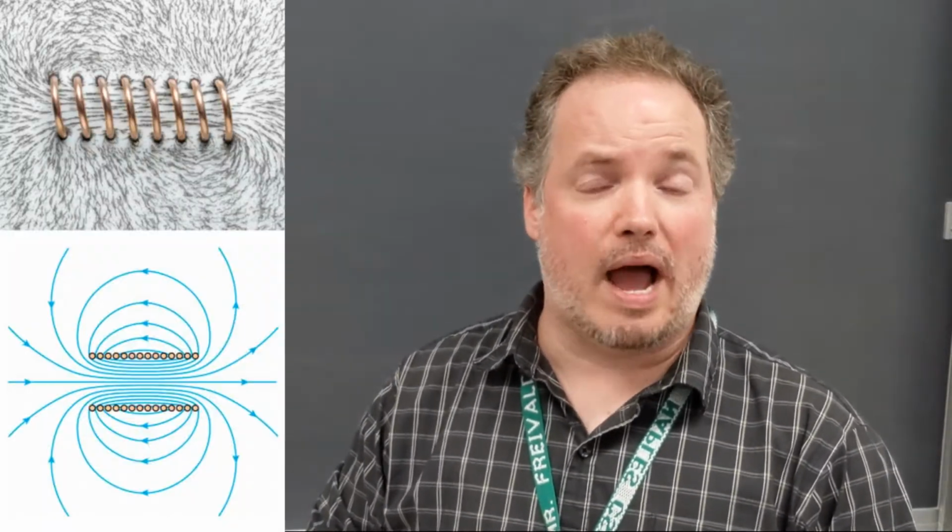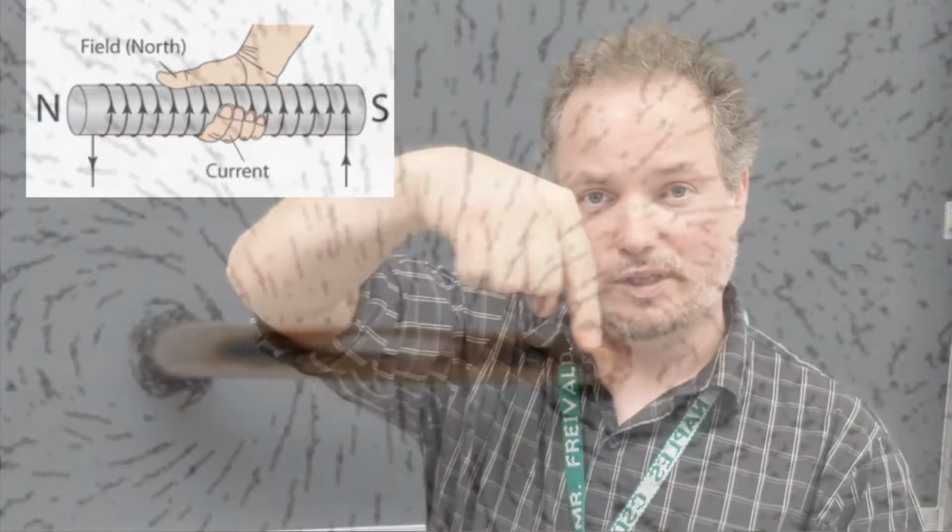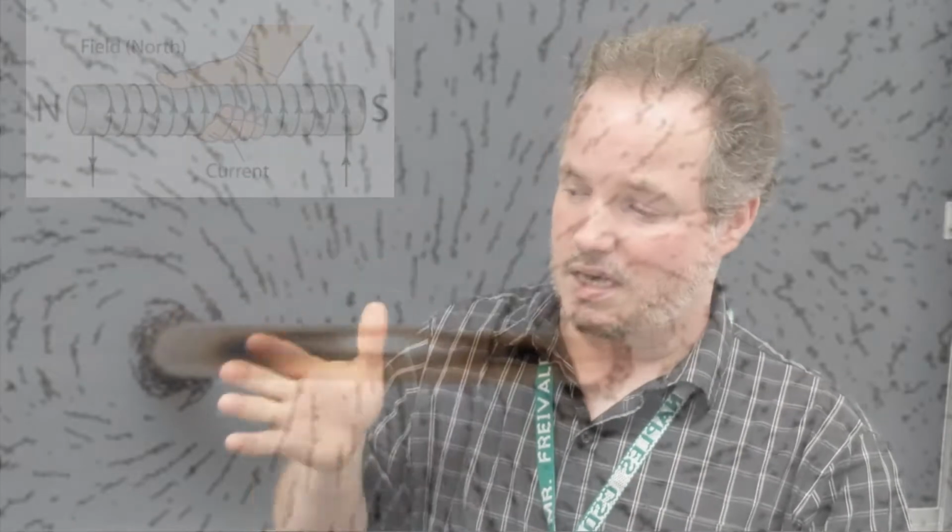If you have a loop of wire or many loops of wire, then we can do this. Curl your fingers in the direction of current, and your thumb will point in the direction of the north pole of the magnet. So if you have a loop here, like this, my fingers curl like that, the north pole would be upward, whereas if the current were flowing this way, the north pole would be downward.